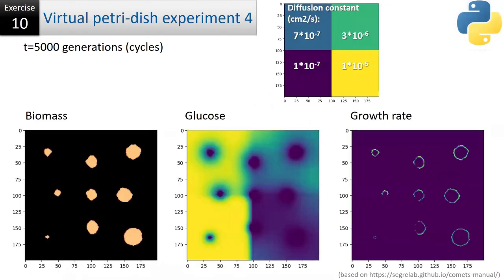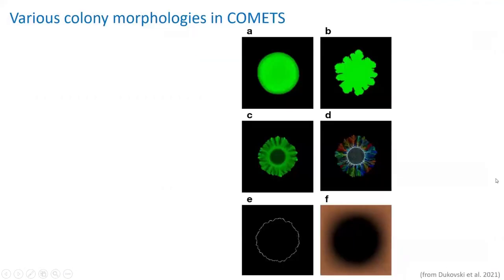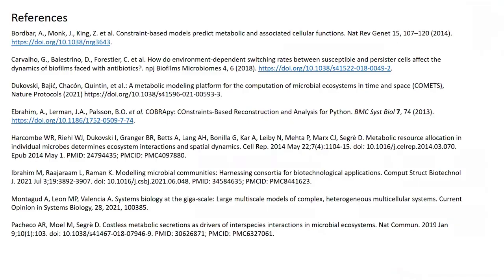And the final experiment I'll quickly show you: you can also set different settings, for example, four different diffusion parameters. What's interesting to see, of course, is that the colonies at the edges always grow more in the direction of higher diffusion rates. You can also define different morphologies and different growth rules using Comets. And here are the references of the papers.